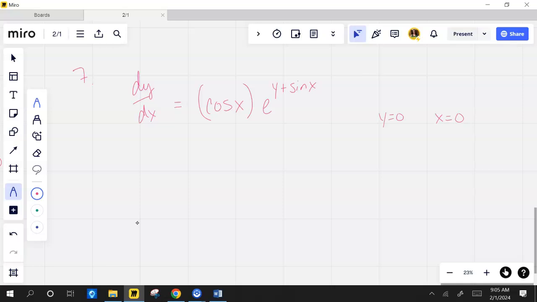I'm gonna go ahead and separate the variables here. I'm gonna multiply both sides by dx.